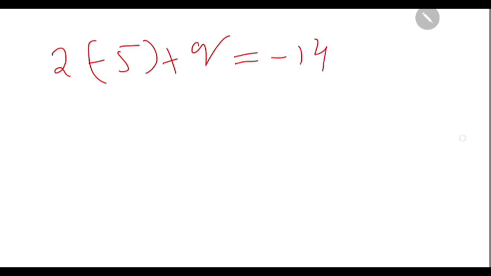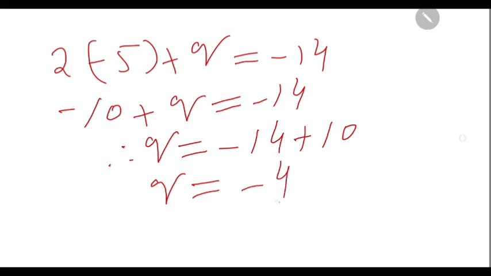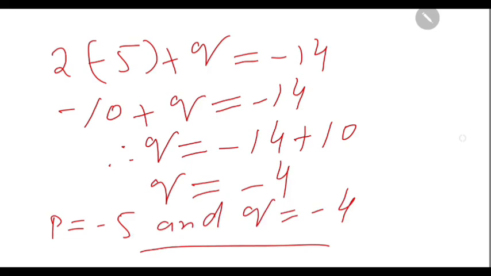So I use my calculator. The answer is going to be negative 10 plus q is equal to negative 14. Therefore, q is going to be negative 14, negative 10 I pull over this side, become positive. So the answer is going to be negative 4. There we proved, we have shown that p is equal to negative 5 and q is equal to negative 4. There we find the values of p and q.